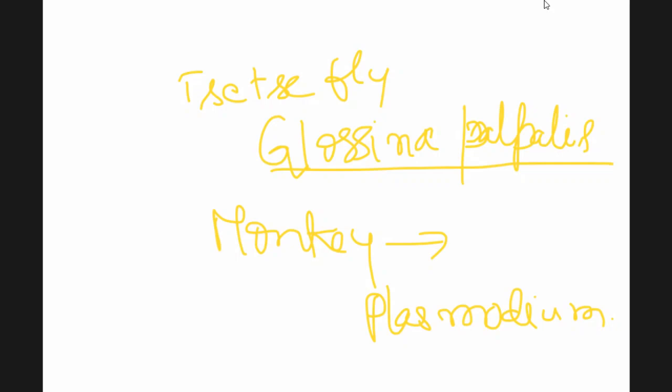Here it doesn't do any harm in the monkey, just this will act like a reservoir. Then when the mosquitoes increase in numbers, again when they suck the blood of monkey, Plasmodium comes back into mosquito.